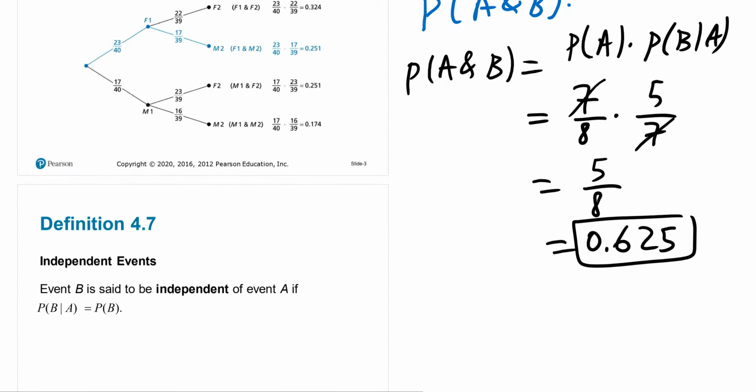Now we introduce independence. So, independent events. We say B is said to be independent of A, or the two events are independent, if this condition is satisfied: that the probability of B given A is equal to the probability of B. And how do we apply this?